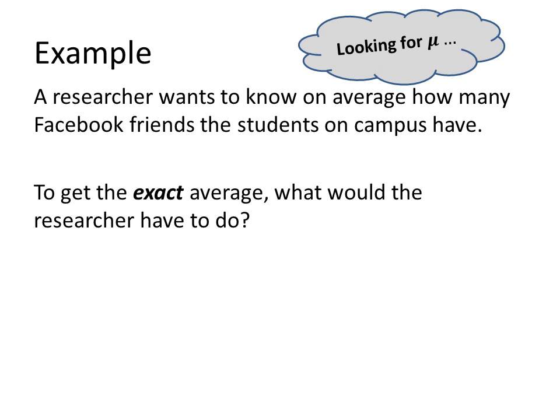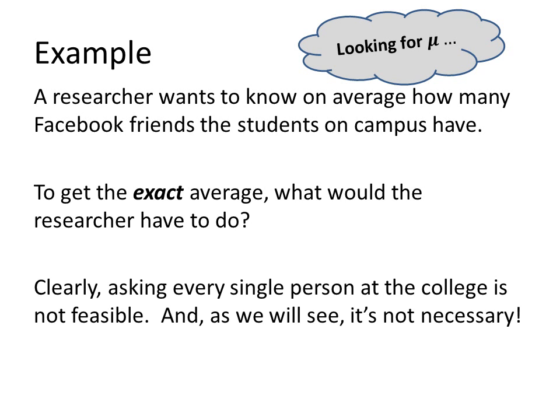Now, in order to get the exact average, mu, what would the researcher have to do? Well, clearly, he would have to take the time and effort to ask every single person on campus. Clearly, asking every single person at the college is not feasible, and as we'll see, it's not necessary. Using confidence intervals, we can actually find a good approximation for mu by only taking a relatively small sample.